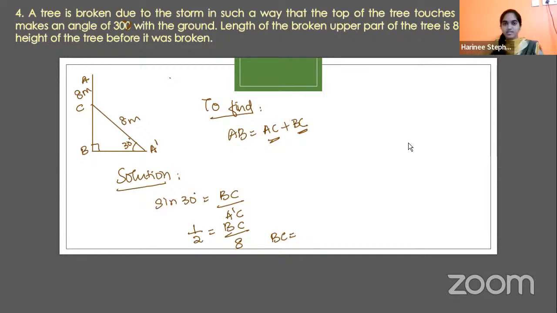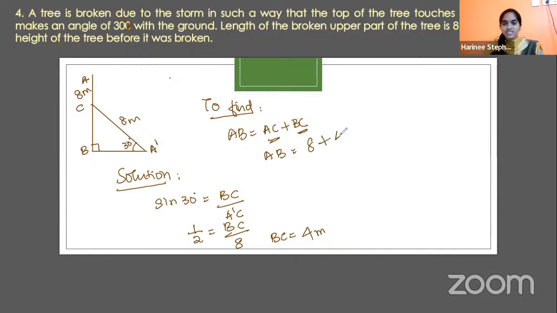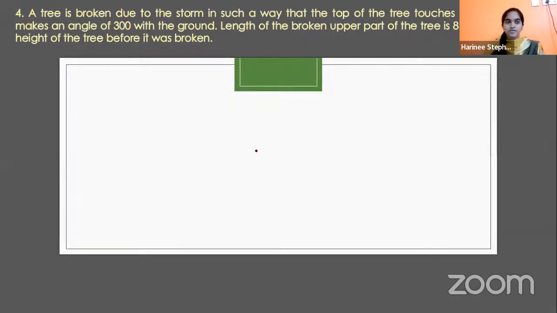Very good, correct. And the total height is 12 meter, ma'am. Yes, correct. So AB is going to be, AC is 8 meter already, plus BC is 4 meters, so totally 12 meter. Yes, Madhav, correct. Kriti also correct. Very good. I think everybody has answered quickly. Let's move to the next question.